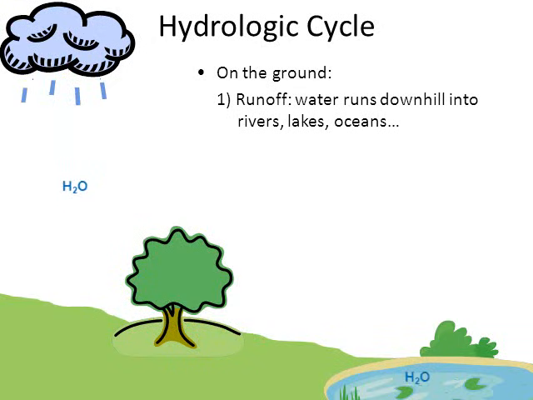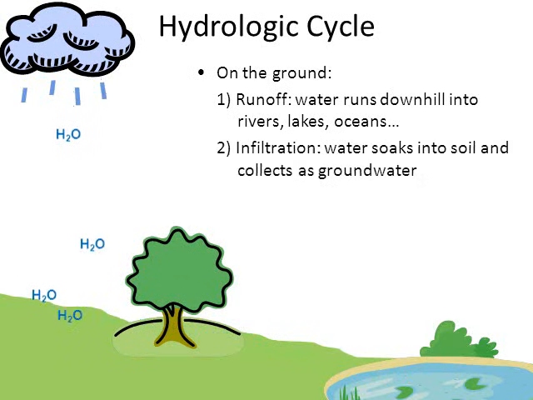Well, as water is running downhill, it also might soak into the ground, and that's what the word infiltration means. When water hits the ground, it can soak into the soil, and this will create what's called groundwater. So in our animation, we have some H2Os accumulating under the ground, and this is where a lot of the world gets their drinking water from, is from groundwater. Let's look at that really quickly in a little more detail.